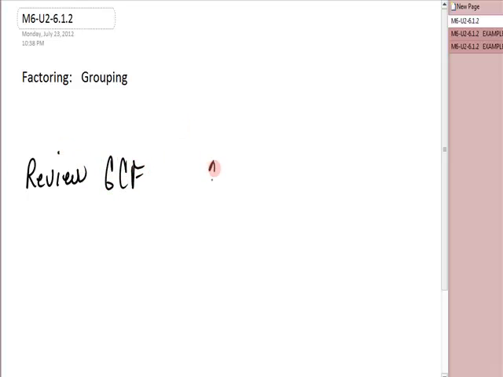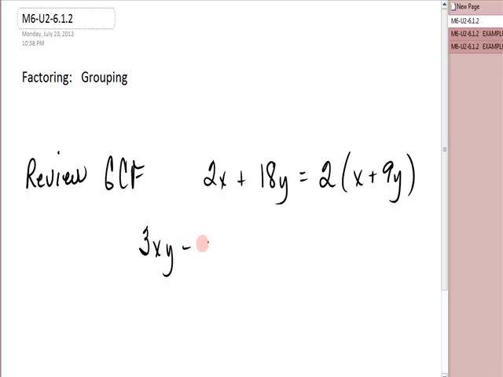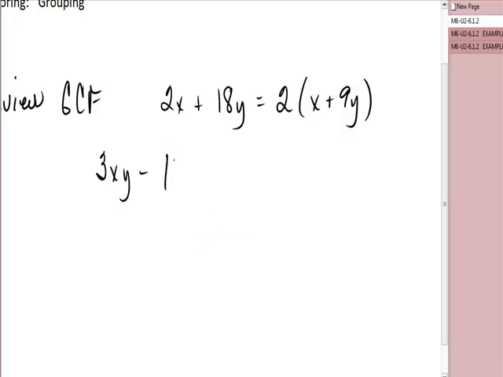You might look for the GCF of a binomial. Say you had 2x plus 18y. The GCF is 2, and that leaves you with x plus 9y. You might be looking for greatest common factor with 3xy minus 8. Nope. Well, how about 18x squared plus 27x to the third y to the fifth? All right. If you look at all these, the common factor is 3.